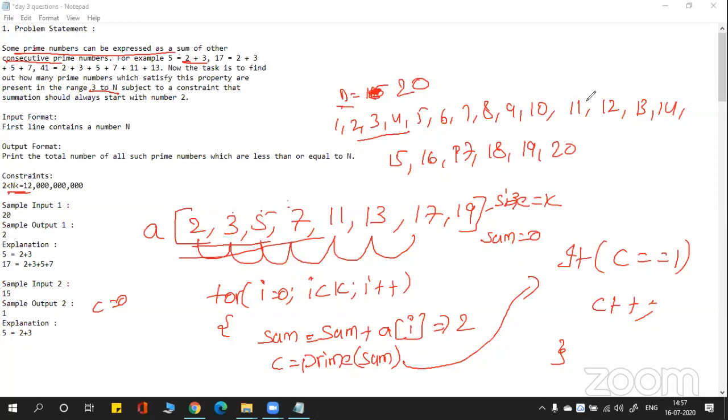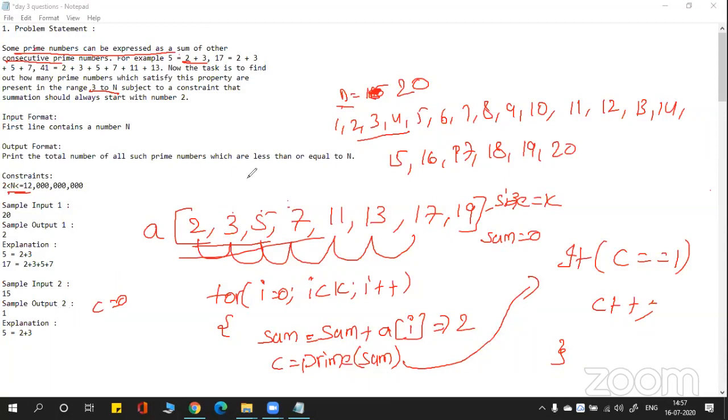I hope everyone is clear. If you have any doubt with the logic, please tell me. What I'm doing is taking all the prime numbers in an array, adding each and every number, and then checking whether it is a prime number or not. If it is a prime number, increment the count. If it is not, then don't increment the count. That's it.